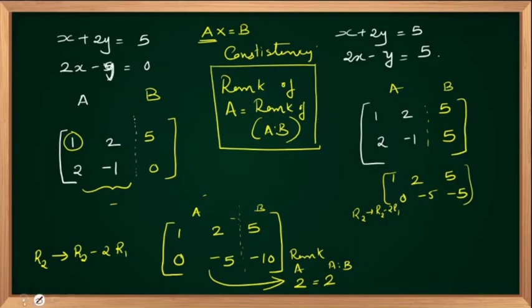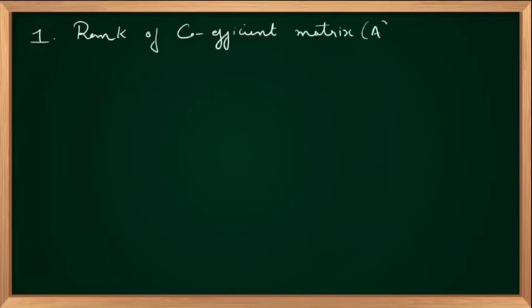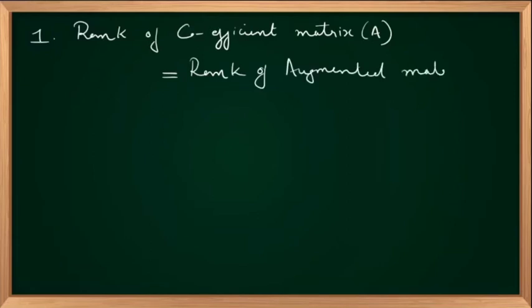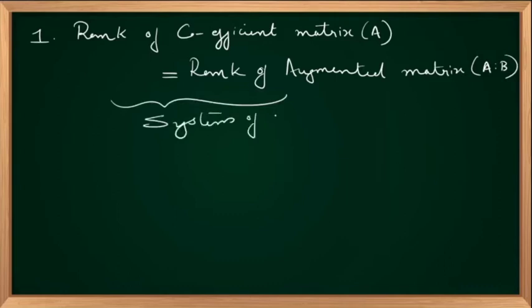I'll write down the first point. Rank of the coefficient matrix, which is A, must be equal to the rank of the augmented matrix. What is the augmented matrix? The augmented matrix is A colon B. If this condition is satisfied, then the system of linear equations is consistent.